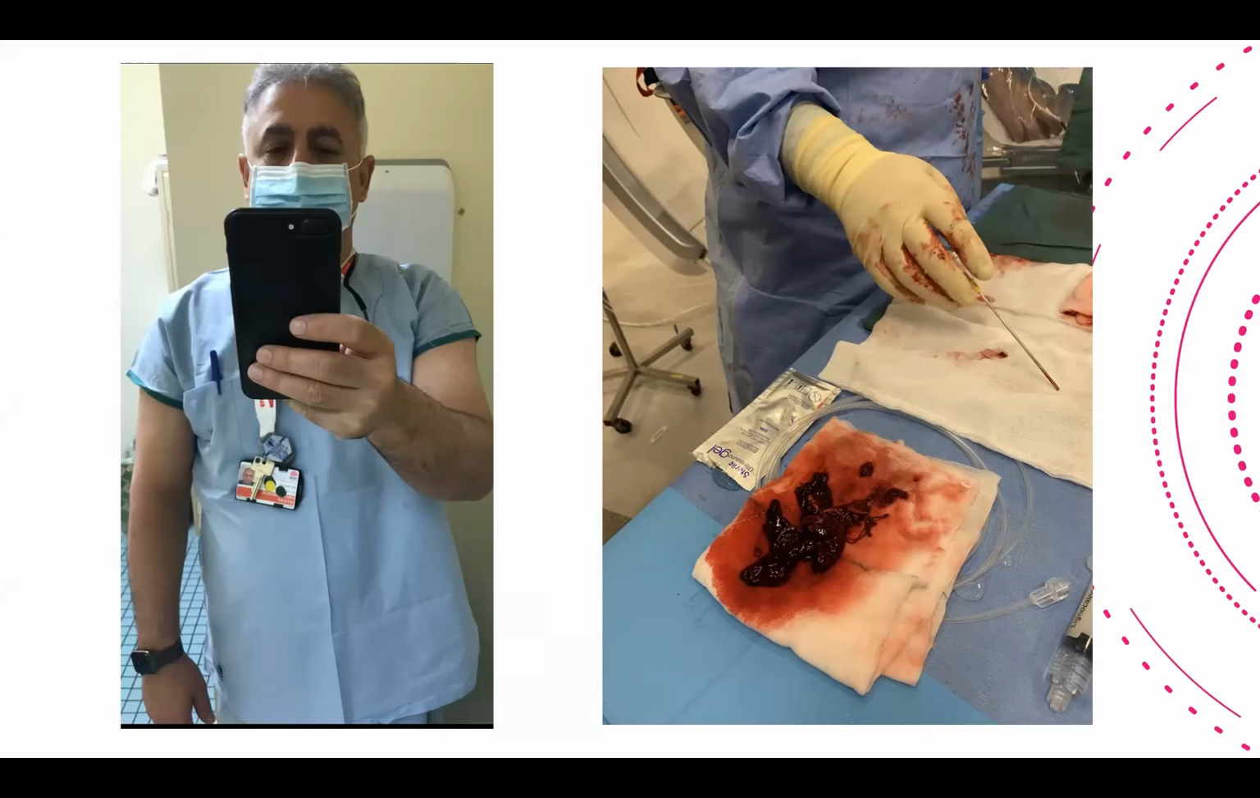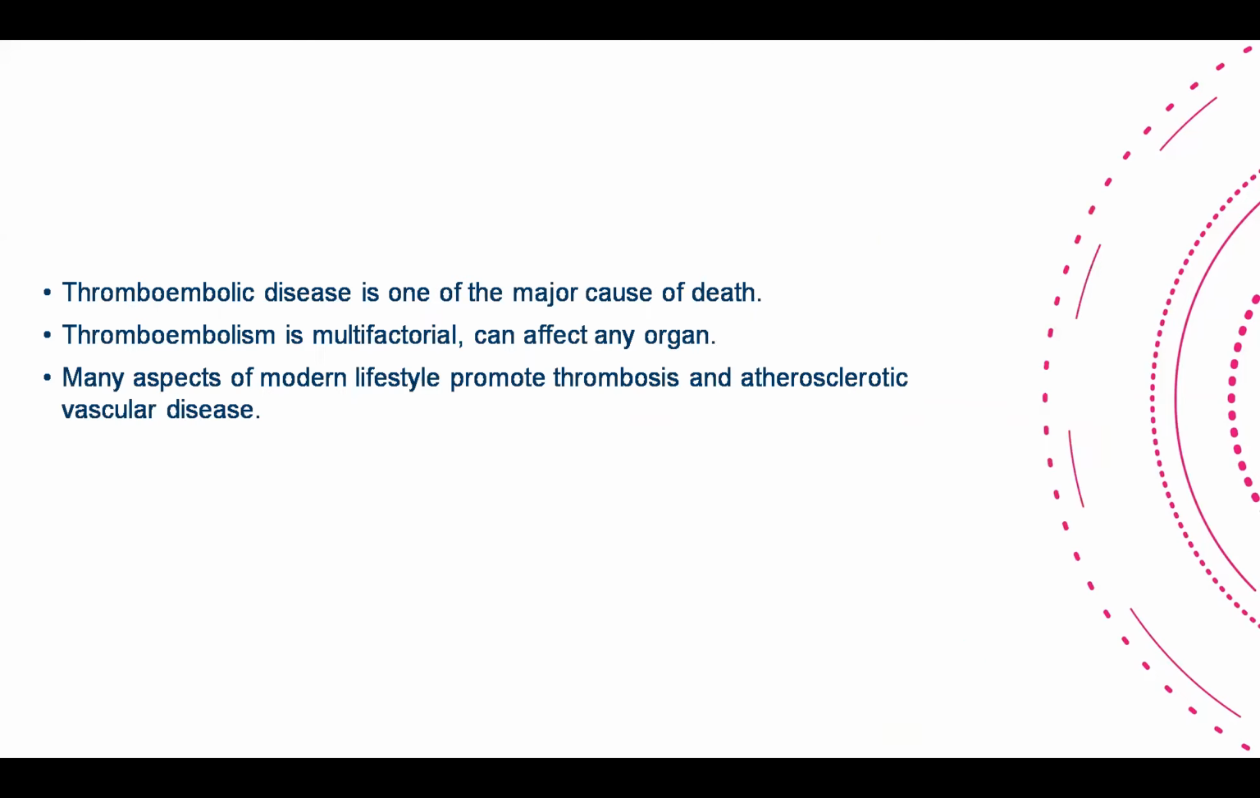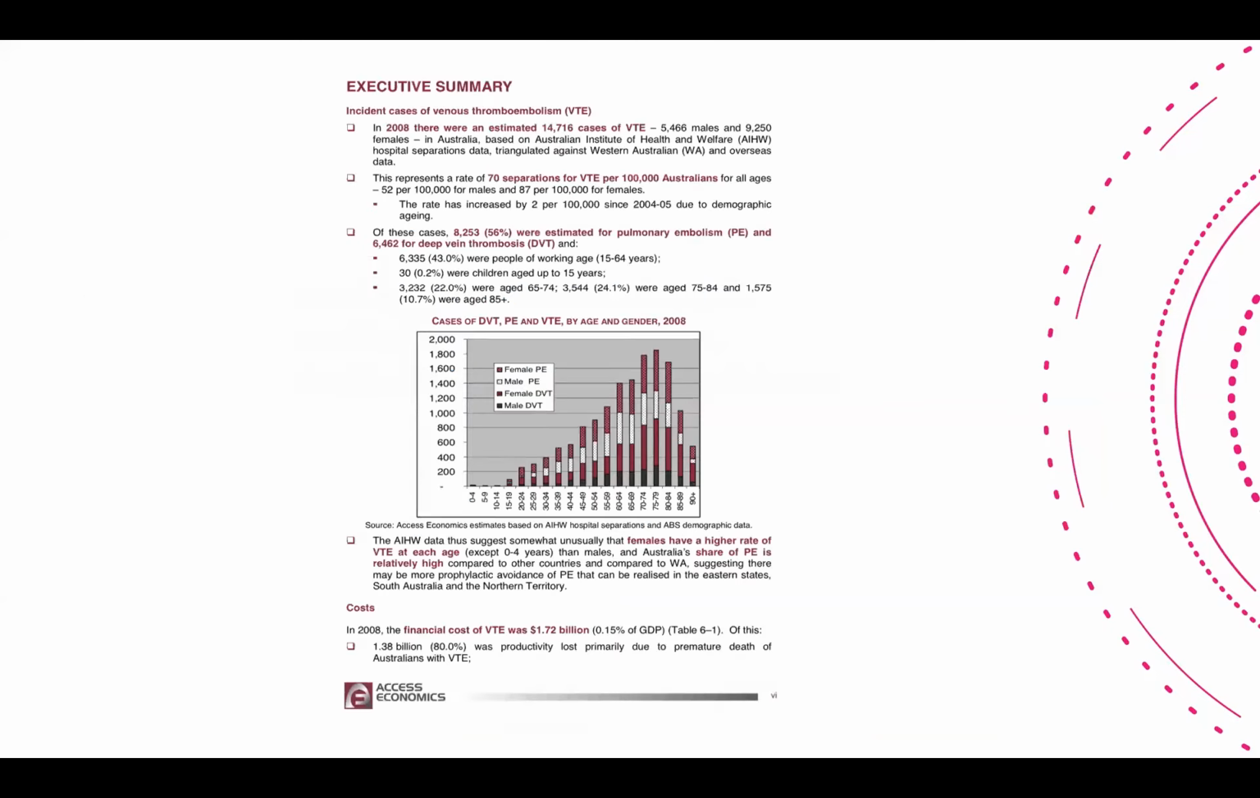I said, yeah, okay, coming to the suction thrombectomy. And this is the amount of the clots I got outside from his pulmonary circulation, and the oxygen saturation went up from 80 to 94, and he did very well after that. So thromboembolic disease is one of the major causes of death, and thromboembolism is multifactorial and can affect any organ in the body.